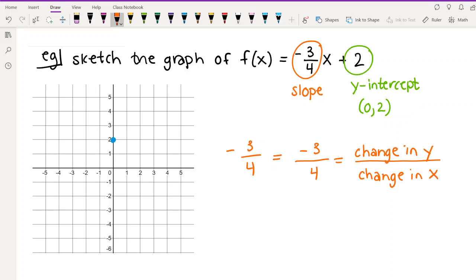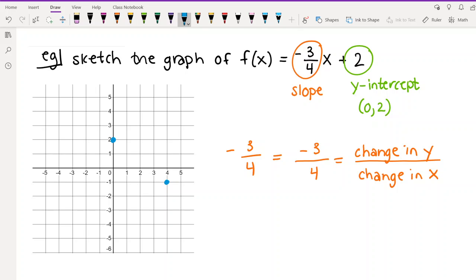And so what that means is that from this point that we've already graphed, we want to go down 3. So 1, 2, 3, down 3. And then we want to go over 4 in the positive direction. So 1, 2, 3, 4. So this is going to be our other point. From here, we can just connect the dots and that's our line.